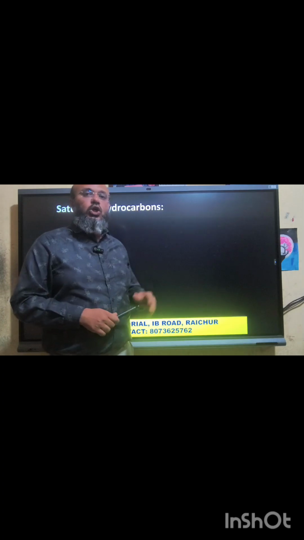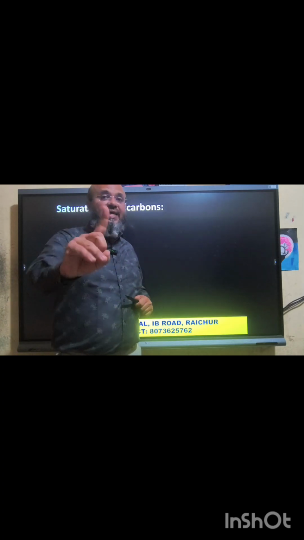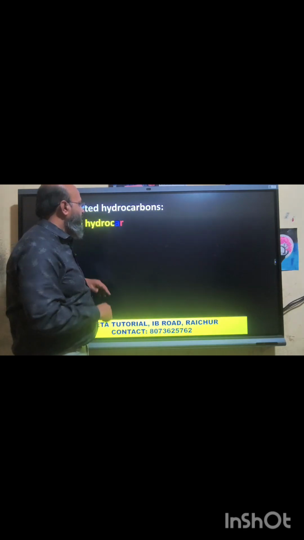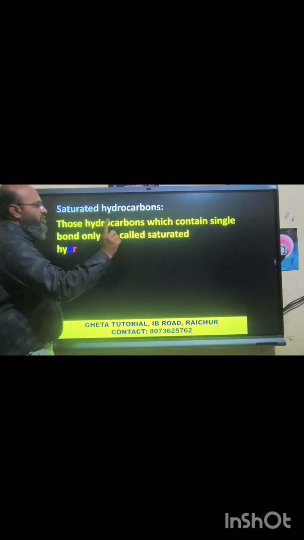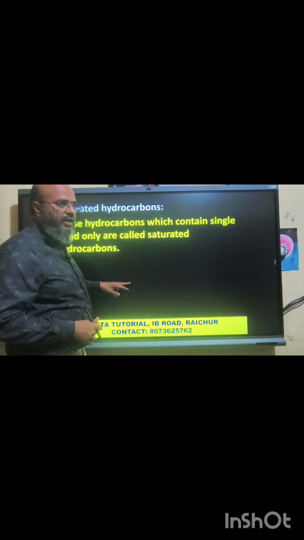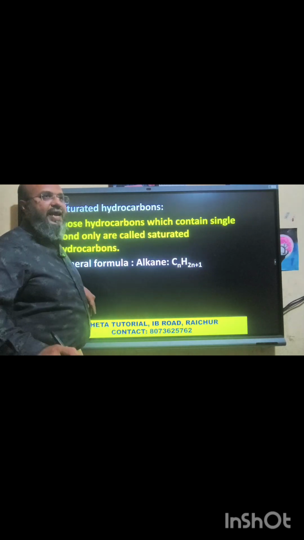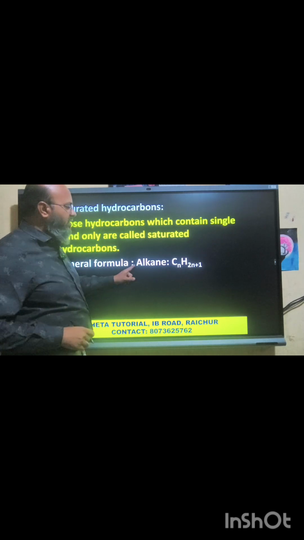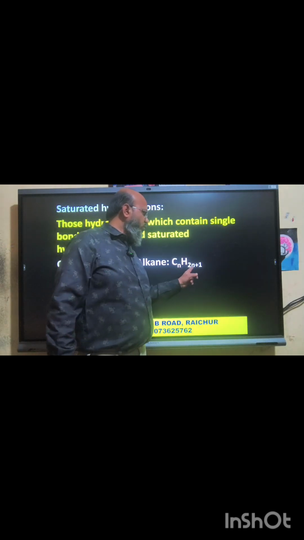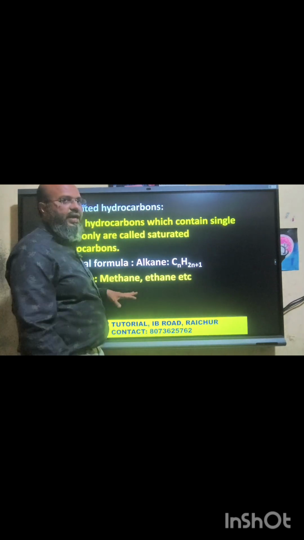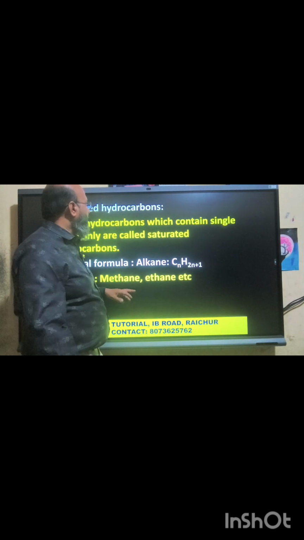So what is saturated hydrocarbon? Saturated hydrocarbons are those hydrocarbons which contain only single bonds between the two carbon atoms. The example of saturated hydrocarbon is what? Alkane. Alkane compounds contain single bonds between the carbon atoms. The general formula of alkane is CnH2n+2. Examples: methane, ethane, propane, butane, etc. You can write. Next we can write about the unsaturated hydrocarbons.